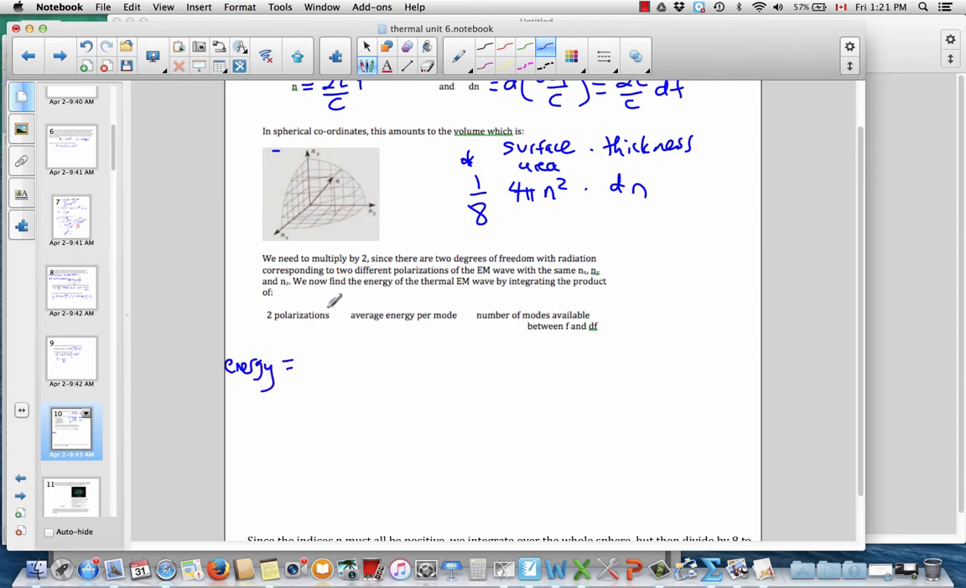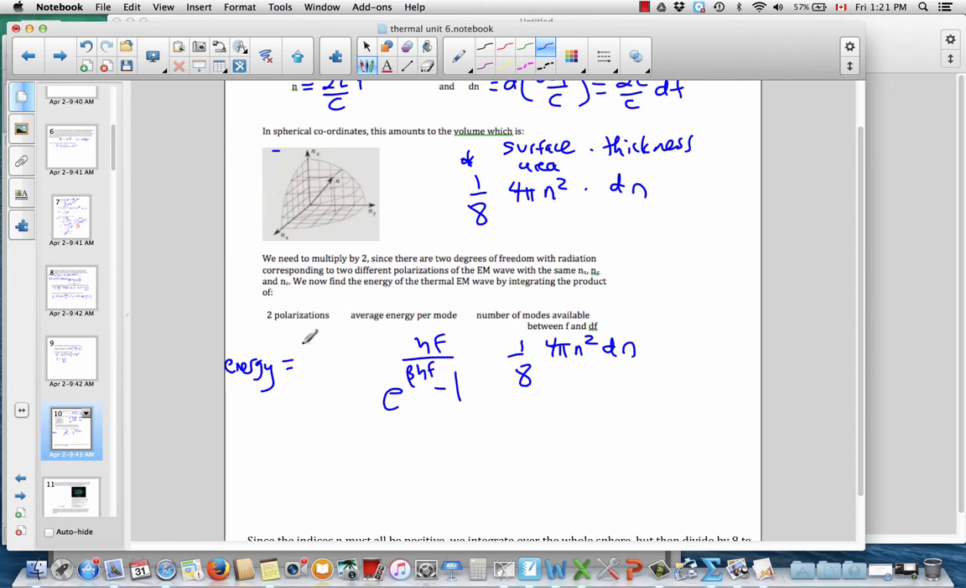And it just means we've got to add up all of the electromagnetic wave energy between f and df. Now there's a few factors to consider. First of all, the average energy per mode. We had that a few pages back. This came from our partition function. Okay, so that's how much energy is in each mode. Now how many modes are available? Well, those are all the values of n that give us the correct frequency range.